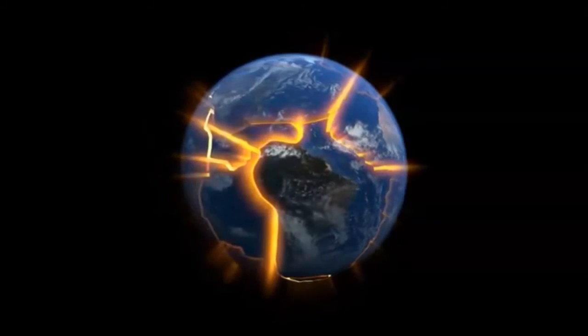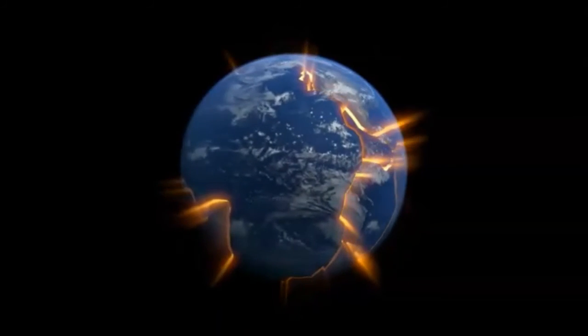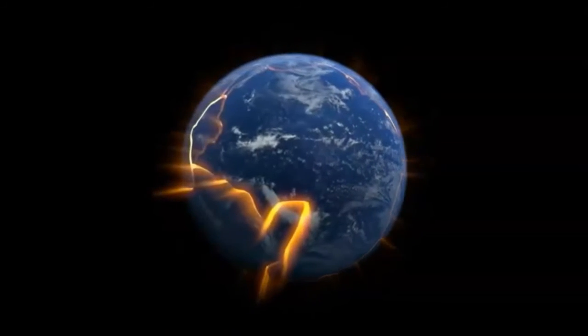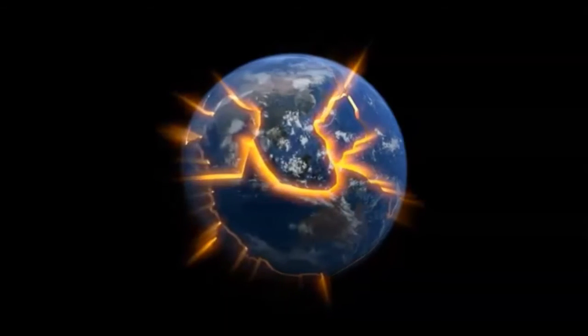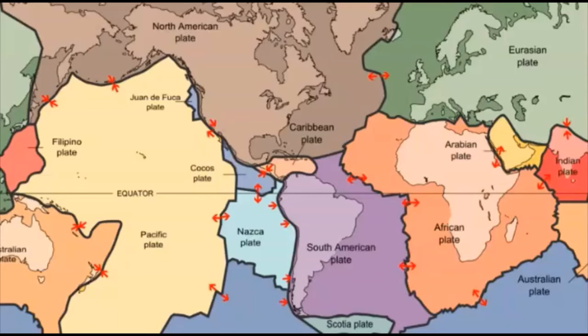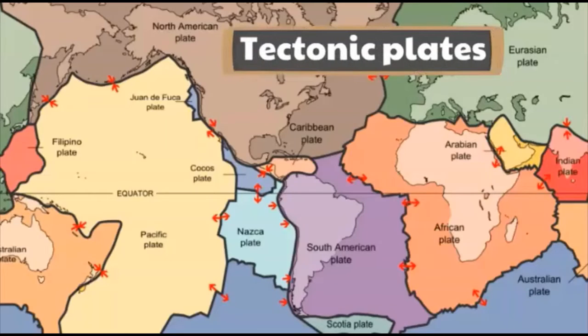You can see that the Earth's crust, the outer shell of the Earth, is broken up into these things that almost look like puzzle pieces. Scientists call these plates. Here is a map of these plates. And they have a really cool name. Scientists call them tectonic plates. Can you say that with us? Tectonic plates.